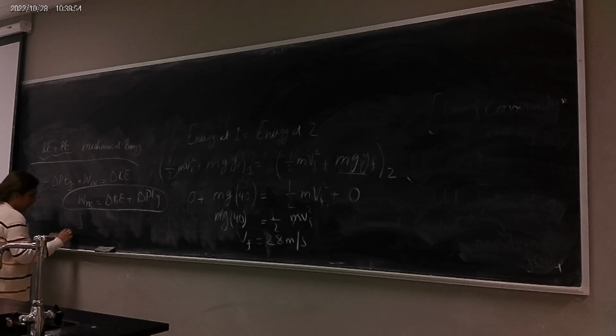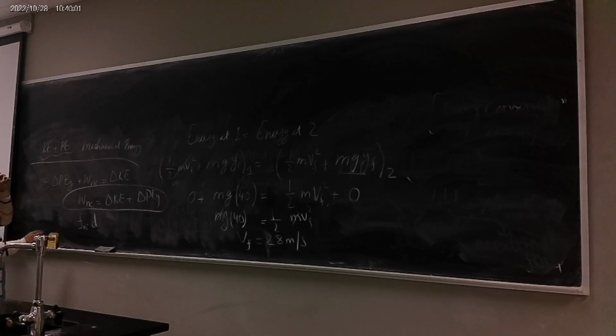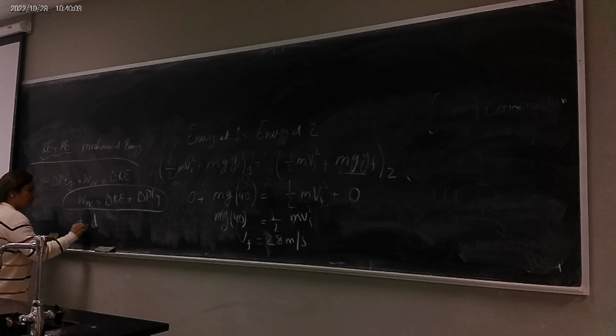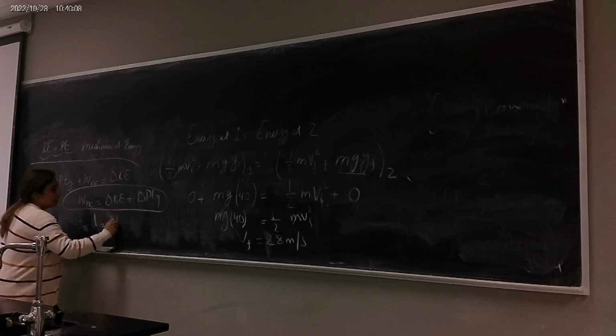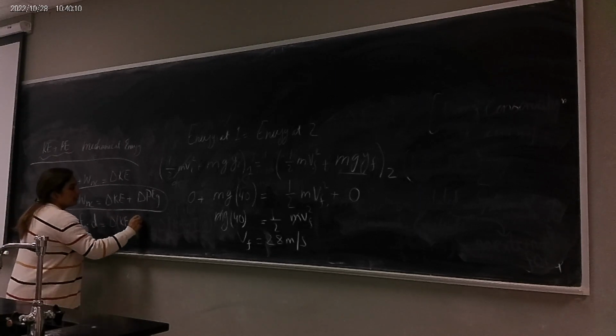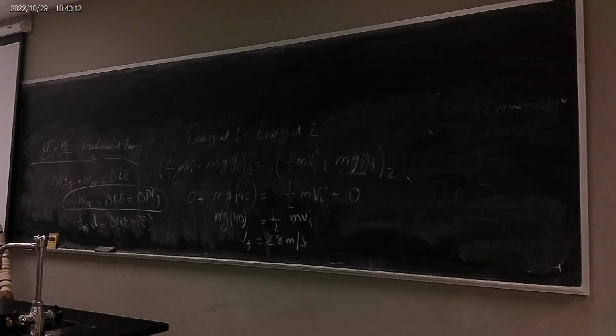We can do force times the distance, the non-conservative force, or it could be the friction force, is equal to delta KE plus PE. So whatever is the change in the total energy of the system, that would be used to work against the friction. This is the same thing I said: some of the energy would go into doing some work against the friction.